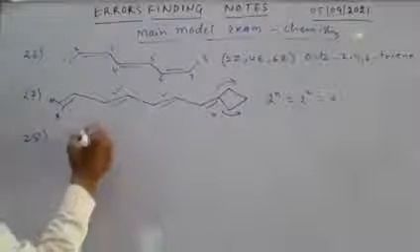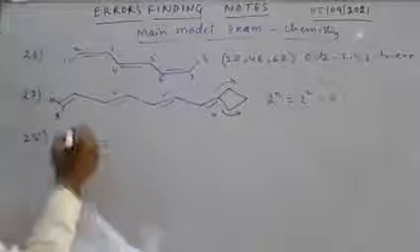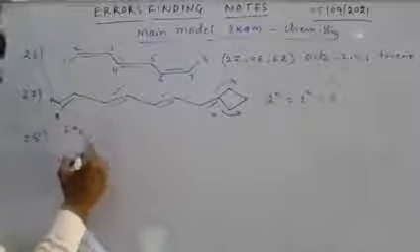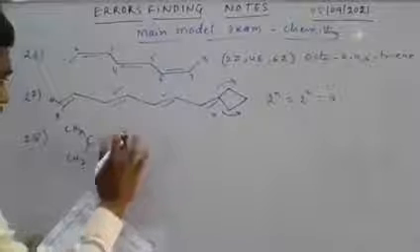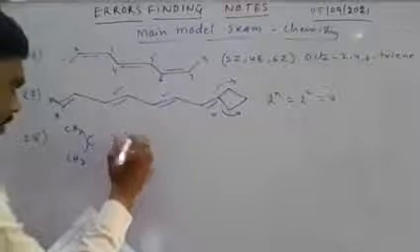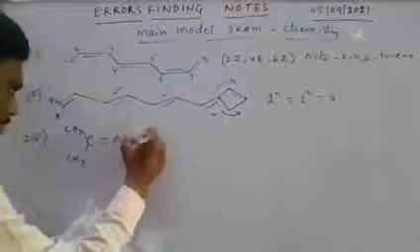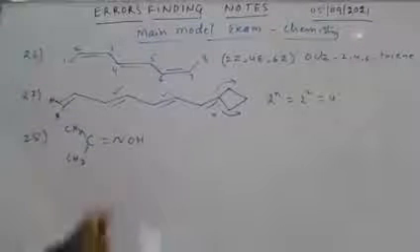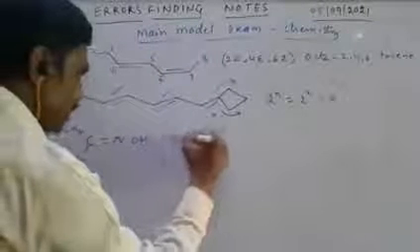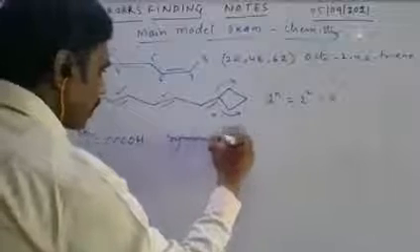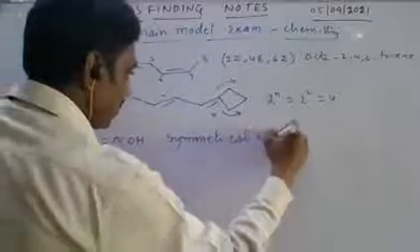28, which will not show geometrical isomerism. Here are the geometrical isomerism conditions, Nana. Check the conditions once. Here 2 methyl groups are attached to the restricted rotation system, NOH. This is a ketoxime. We already discussed this. This is a symmetrical ketoxime, Nana.